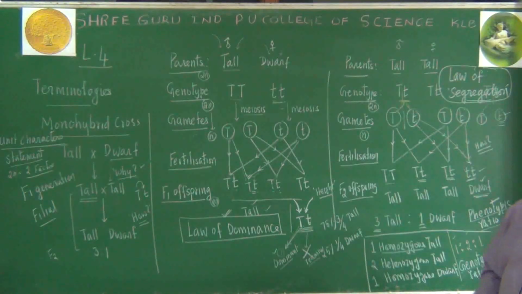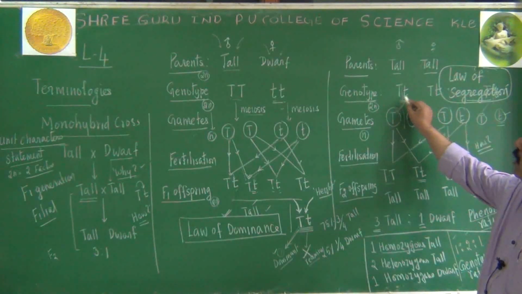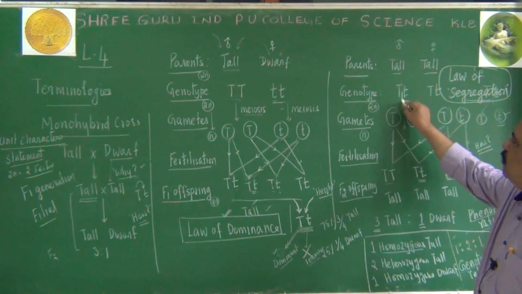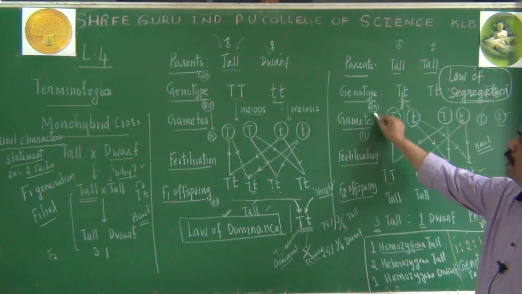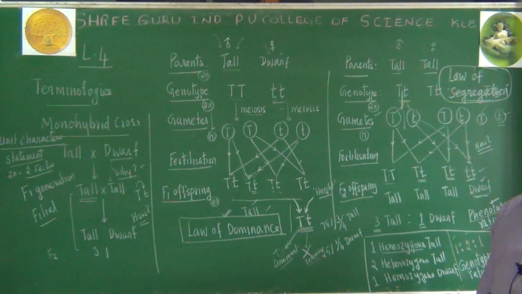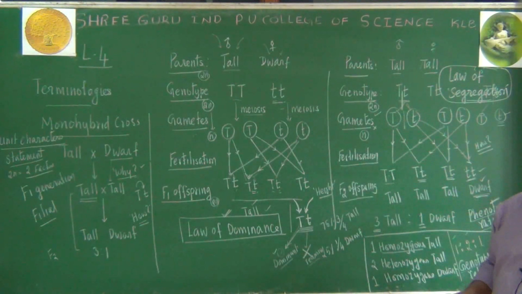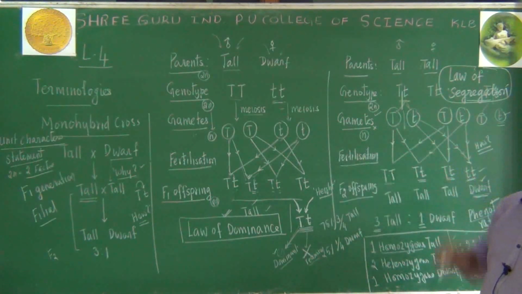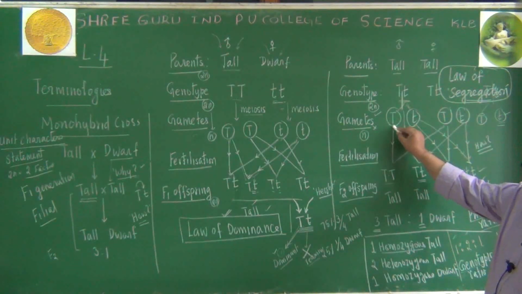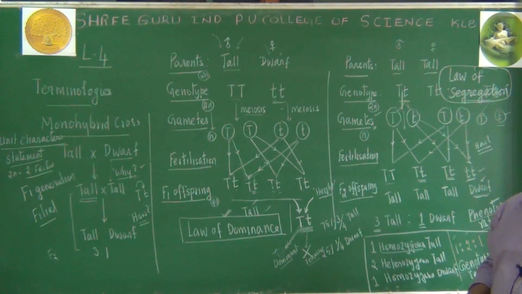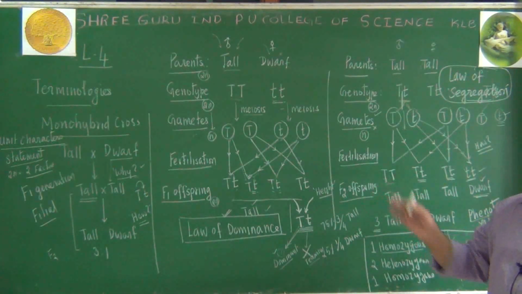What is law of segregation? The two different alleles of the same character will separate from each other during gametogenesis. Don't forget to write the word gametogenesis. If you don't write gametogenesis, you will not get marks. So when they are separating, they separate during gametogenesis. While gamete formation is taking place, whether it is microsporogenesis or megasporogenesis, there will be separation of alleles.